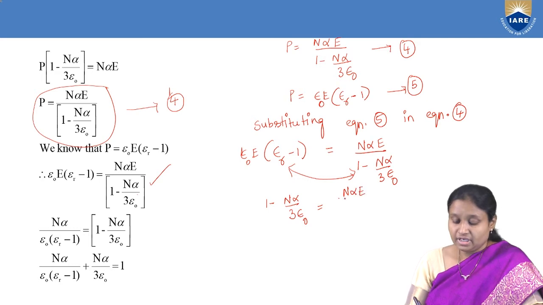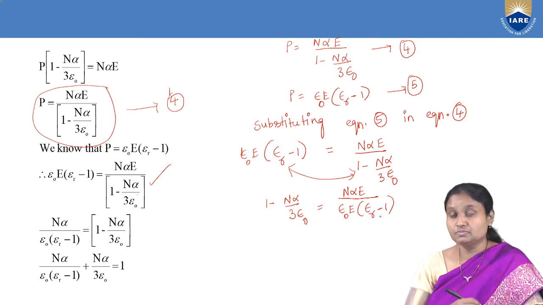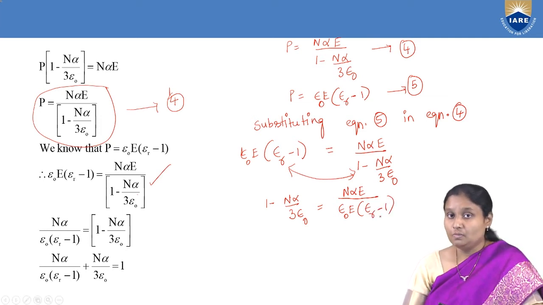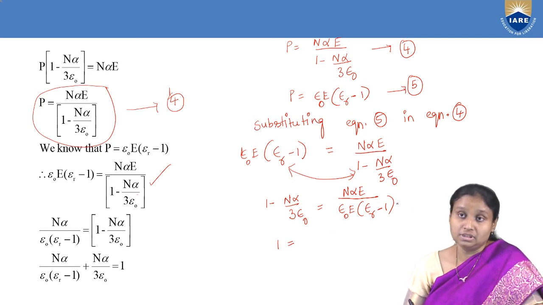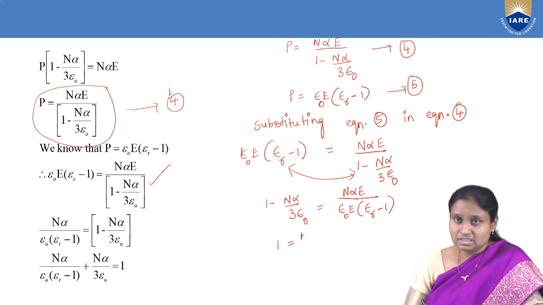So n alpha e by epsilon naught e into epsilon r minus 1. This is what we are going to do. Now I'm going to put 1 as it is, and then this minus n alpha by 3 epsilon naught I'm going to take on the other side. So all this is simplification part, no logic here.